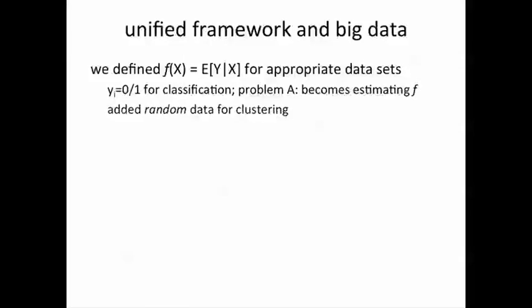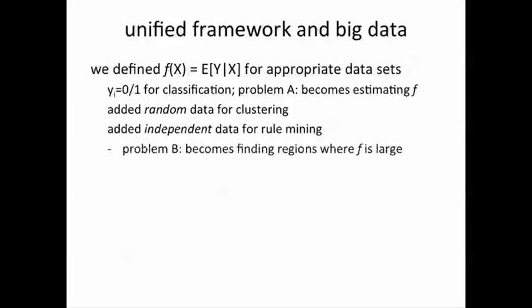Then we added random data. That means we added more data to the data set to deal with clustering. In the case of rule mining, we added independent data, not random data, but data where all the features were independent of each other. And then our problem became that of finding regions where this function f is large on this new data set.